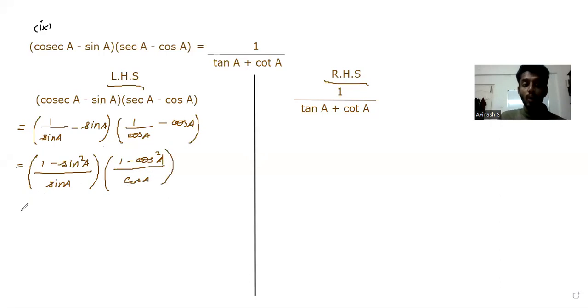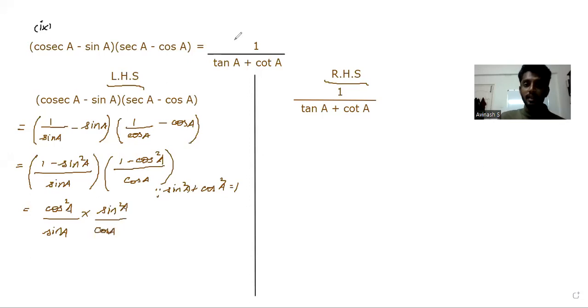And we all know that 1 minus sine square A is nothing but cos square A according to identity, divided by sin A. So see, this is the identity, right? Sine square A plus cos square A is equal to 1. So from this identity, 1 minus sine square A will be cos square A and 1 minus cos square A will be sine square A. That is what I'm going to do now. So into 1 minus cos square A will become sine square A divided by cos A.